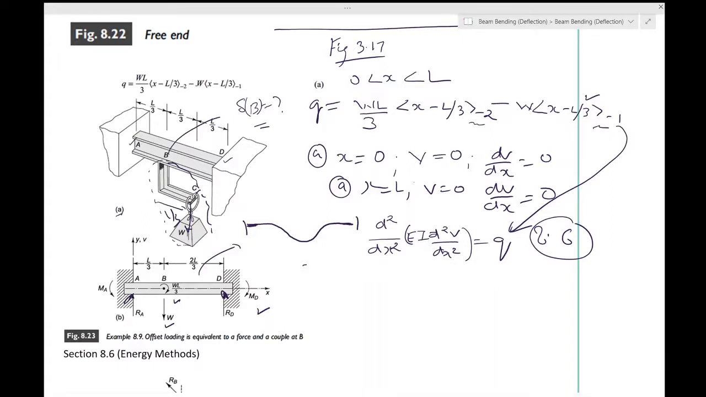And for the integrations, you will each be thrown a constant of indefinite integration, and there will be 4 in total, because you will integrate it 4 times to eventually arrive at v. And you have 4 conditions, 1 2 3 4. So that way you will be able to find the deflection as a function of x, and then you will find the deflection at B, and that would be at x equal to L by 3.